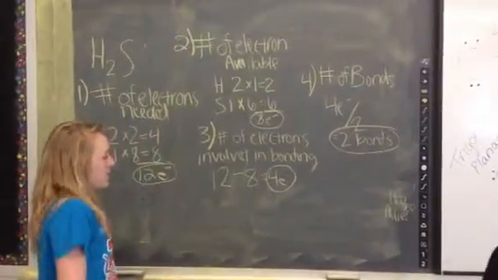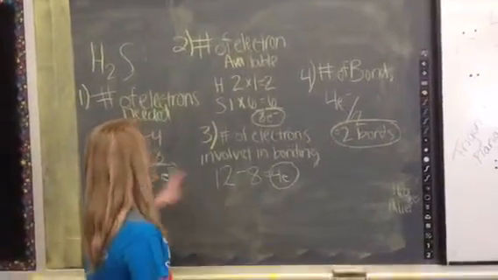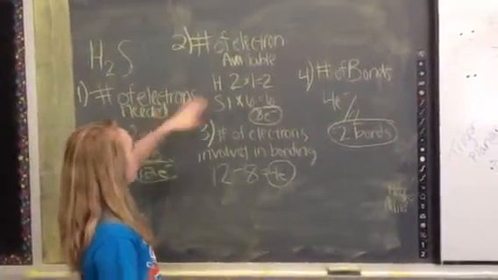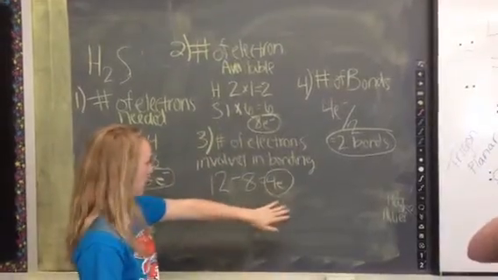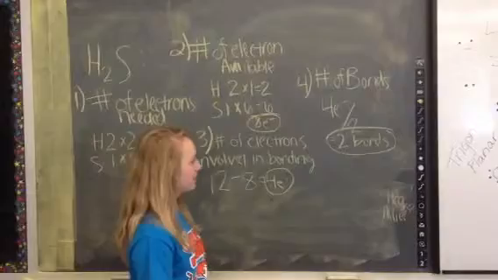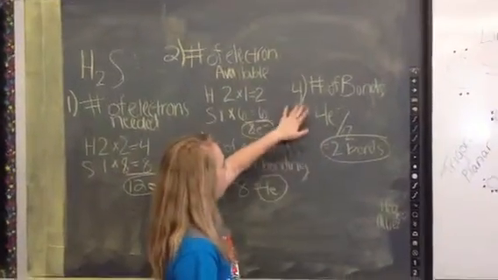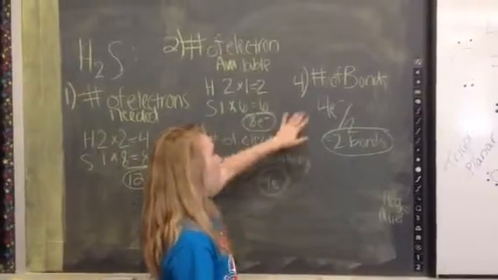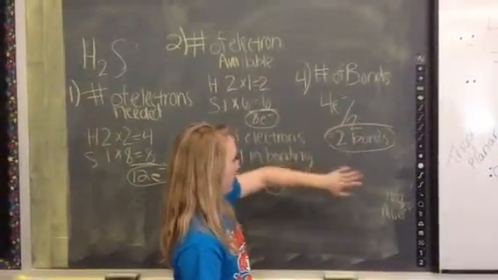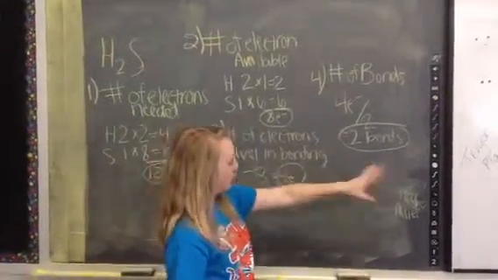The third step, you find the number of electrons involved in bonding. For this, you will take the electrons needed minus the electrons available, and you'll get 4 electrons involved in bonding. The last step, you find the number of bonds. To do this, you take your electrons involved in bonding and divide them by 2, and you'll get 2 bonds. You have 2 bonds for your equation.